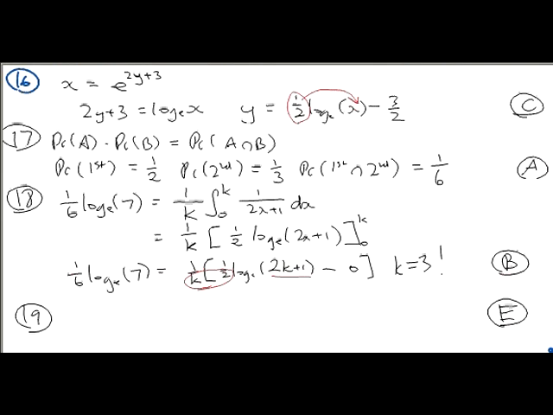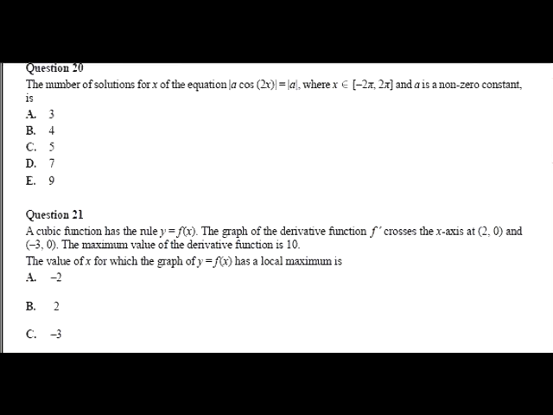Almost there. We're almost there. Question 20. Oops. Should turn the page before I stop writing. Question 20. Okay. Number of solutions for this funny looking equation over negative 2 pi to 2 pi.